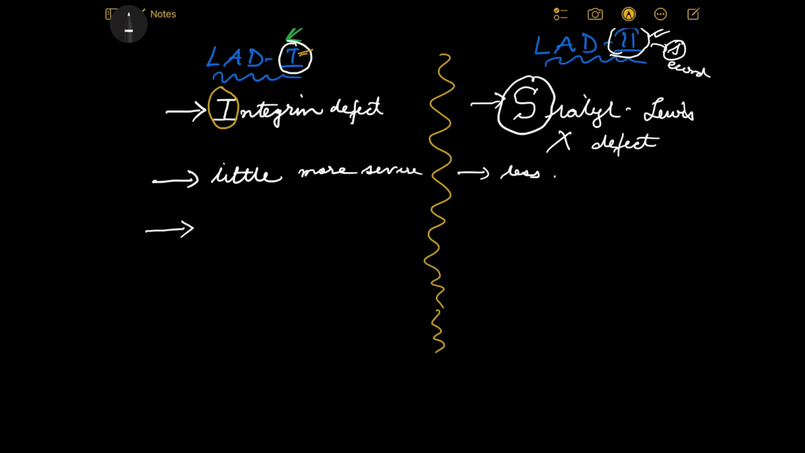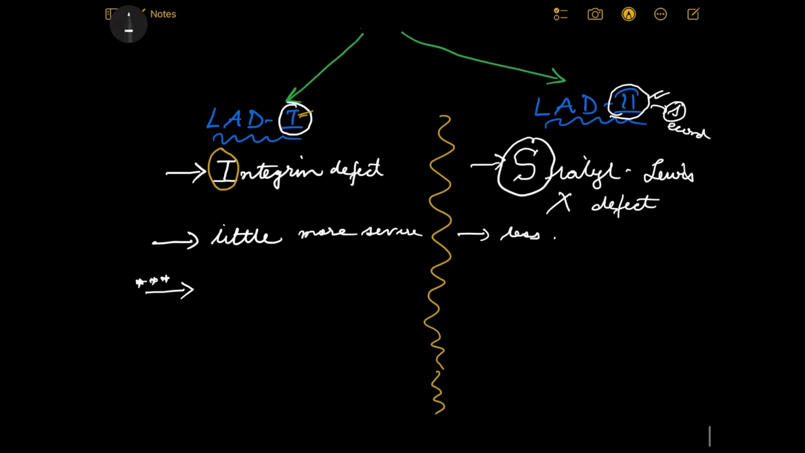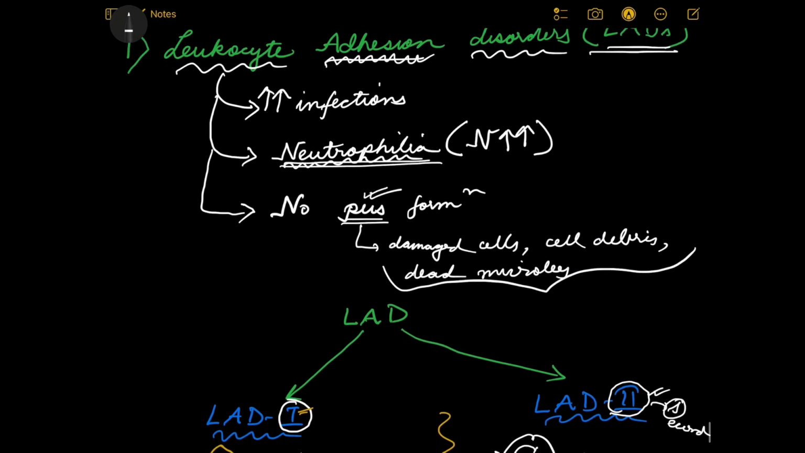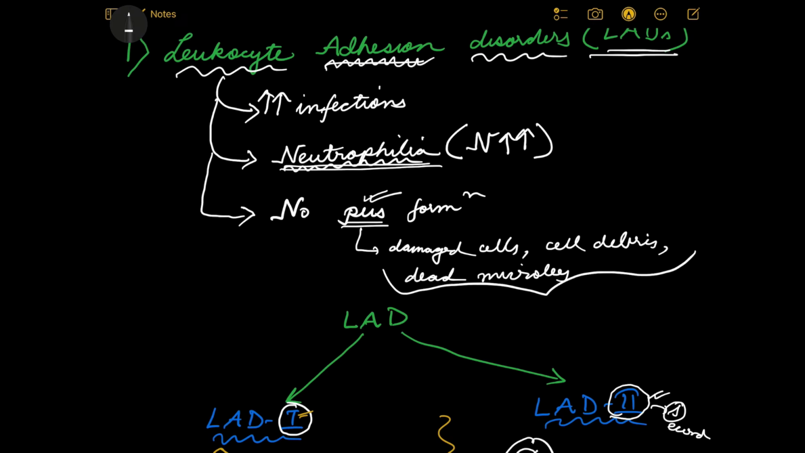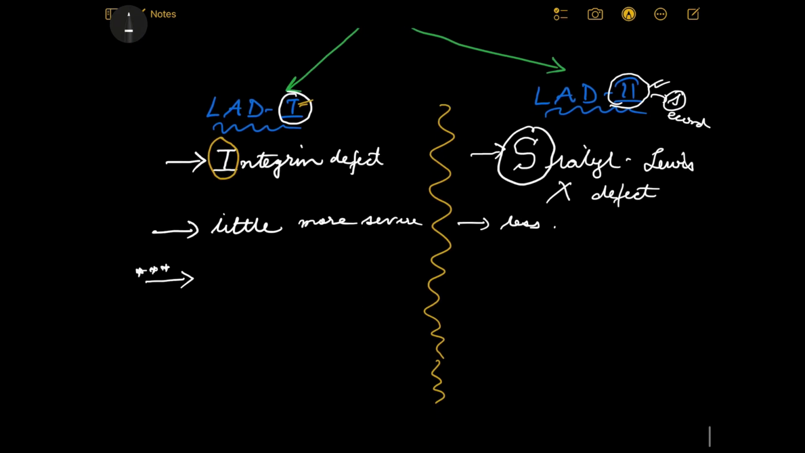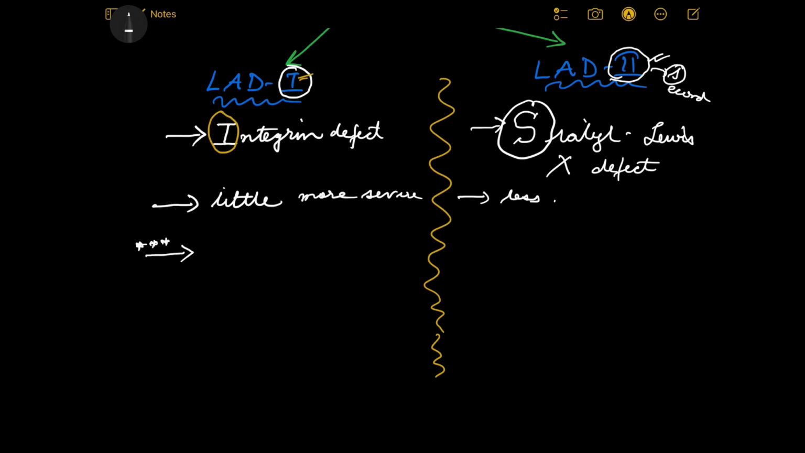Third point, and this is the most important point: how exactly are you going to differentiate, sitting in a clinic as a doctor, as a physician, between a patient having LAD1 and a patient having LAD2? The clinical manifestations for LAD1 and LAD2 are a little different. Obviously they will have the shared clinical manifestations of these 3 points, but they will also have a few very special markers, very special identifying points.